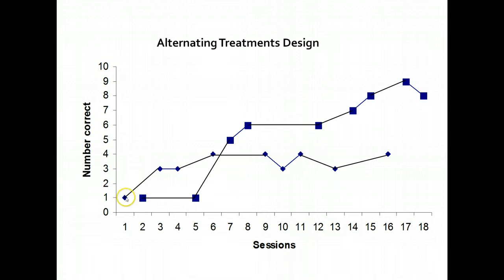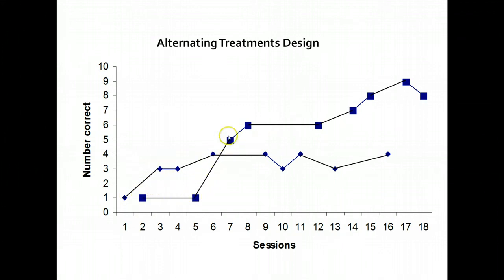All right. So on day 1, I do this. On day 1, token economy. Day 2, work directly with the kid. Day 3, day 4, token economy. Day 5, work directly with the kid. Token economy, work directly, token economy. So you can see how these are sequentially in a line.